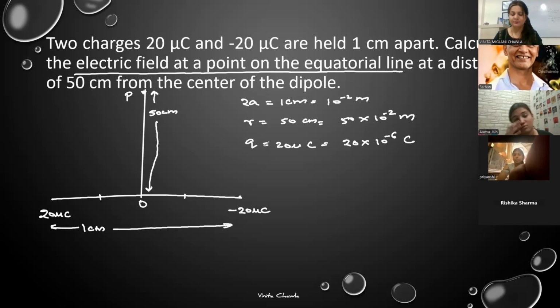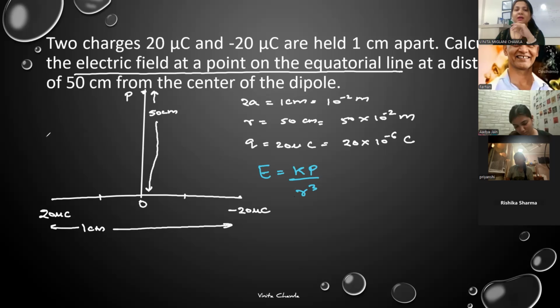And what is the formula? Kp by r cube. Yes, it's Kp by r cube. So we can apply the formula directly. So E is equal to Kp divided by r cube. We use this when we take r very, very greater than a, and in this particular situation we can see that r is very, very greater than a, so we can neglect a. So first find dipole moment p.